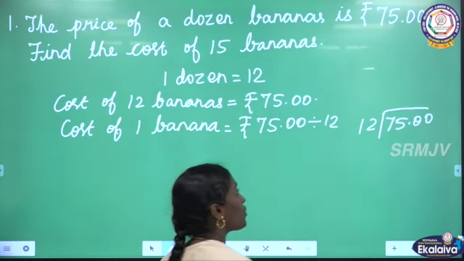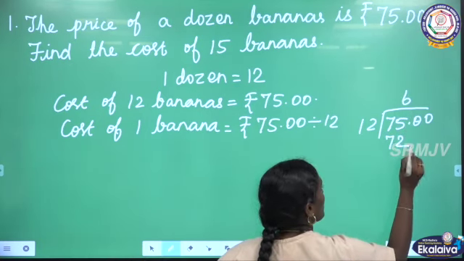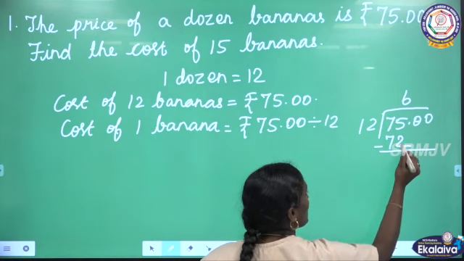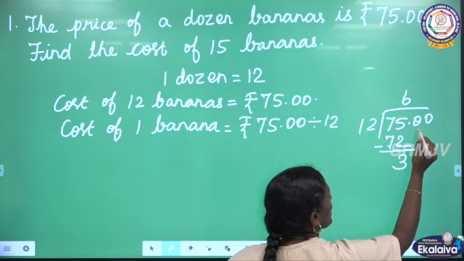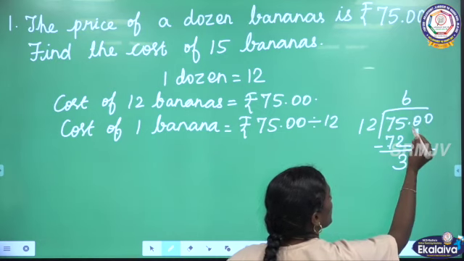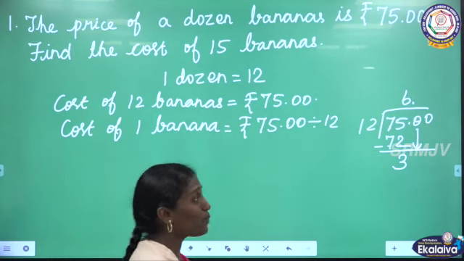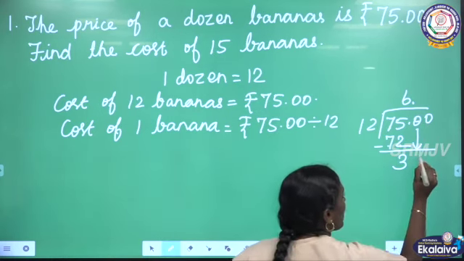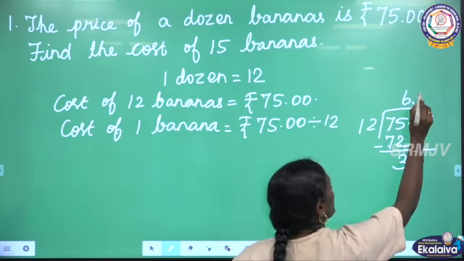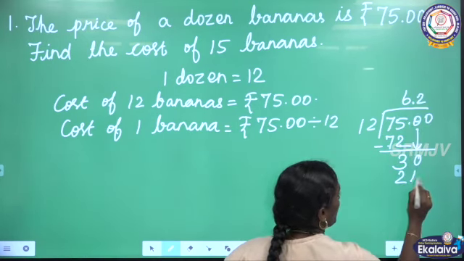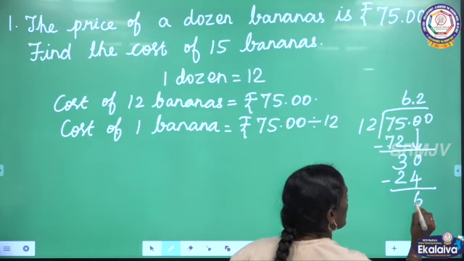Now we are going to divide 75 by 12. In 75, how many times 12 is there? 6 times. 6 times 12 is 72. Now we have to subtract, 5 minus 2, 3, 7 minus 7, 0. Now we are going to take the next number which is after the decimal point. So we have to keep the decimal point in quotient. Then we have to take the next number. In 30, how many times 12 is there? 2 times 24. Again we have to subtract, 30 minus 24, 6.